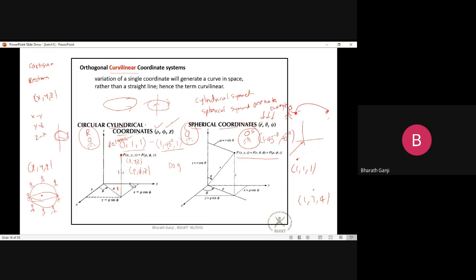So ikkada cylindrical coordinate system lo the format is like rho, phi and z. Rho is what? The perpendicular distance from z axis. So z axis నుంచి నీ పాయింట్ ఎంత దూరంలో ఉంది అన్నదాన్ని perpendicular distance అంటాము, రో అంటాము. సో రో నేను దీన్ని ఎట్లా పిలుస్తూ ఉంటానంటే పెర్పెండిక్యులర్ రేడియల్ డిస్టెన్స్ అని పిలుస్తూ ఉంటాను. సో పెర్పెండిక్యులర్ రేడియల్ డిస్టెన్స్ అంటే z యాక్సిస్ నుంచి పెర్పెండిక్యులర్గా ఎంత దూరంలో ఉంది అని.